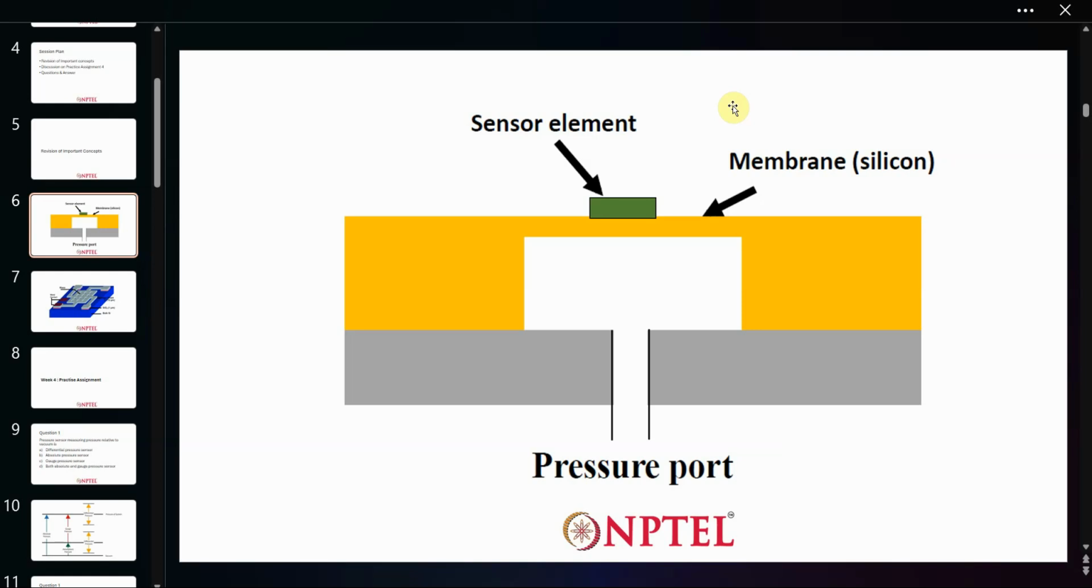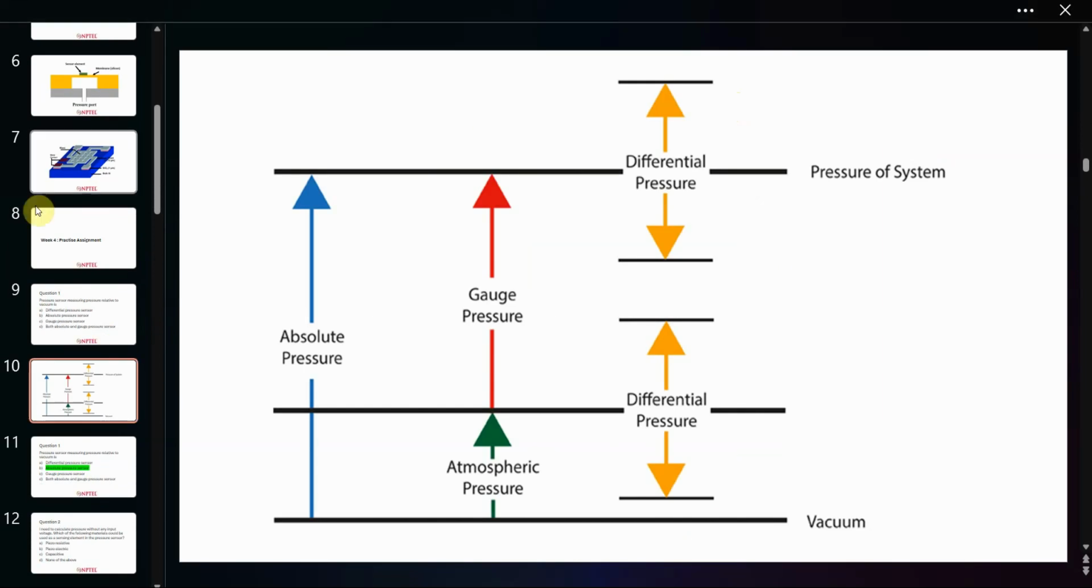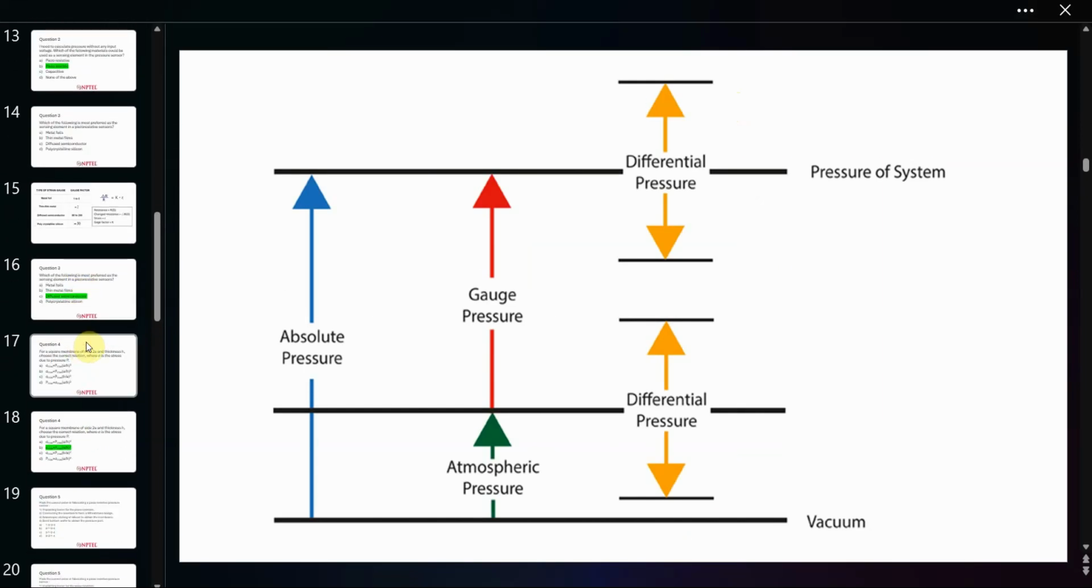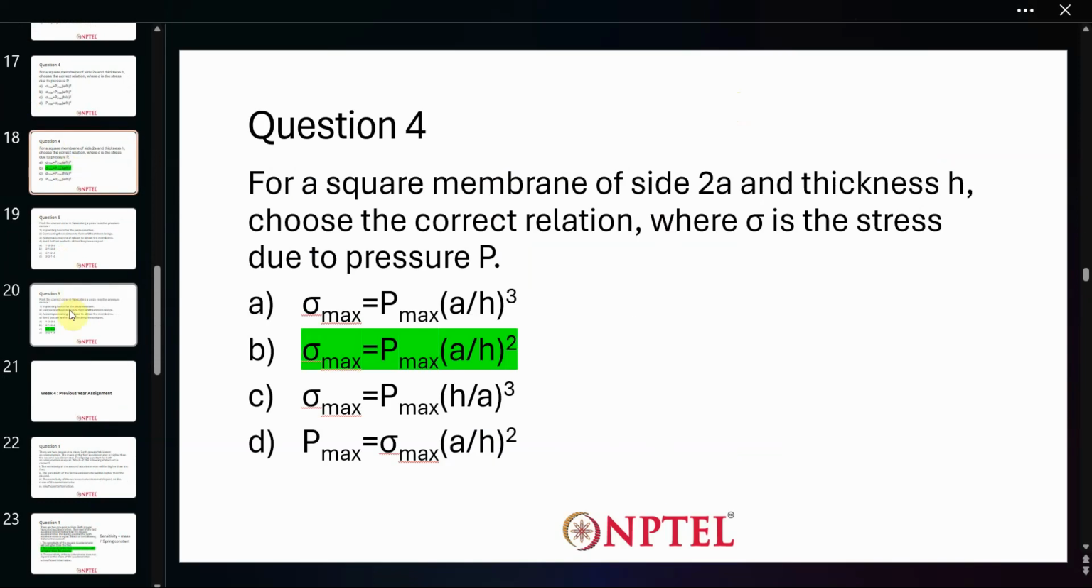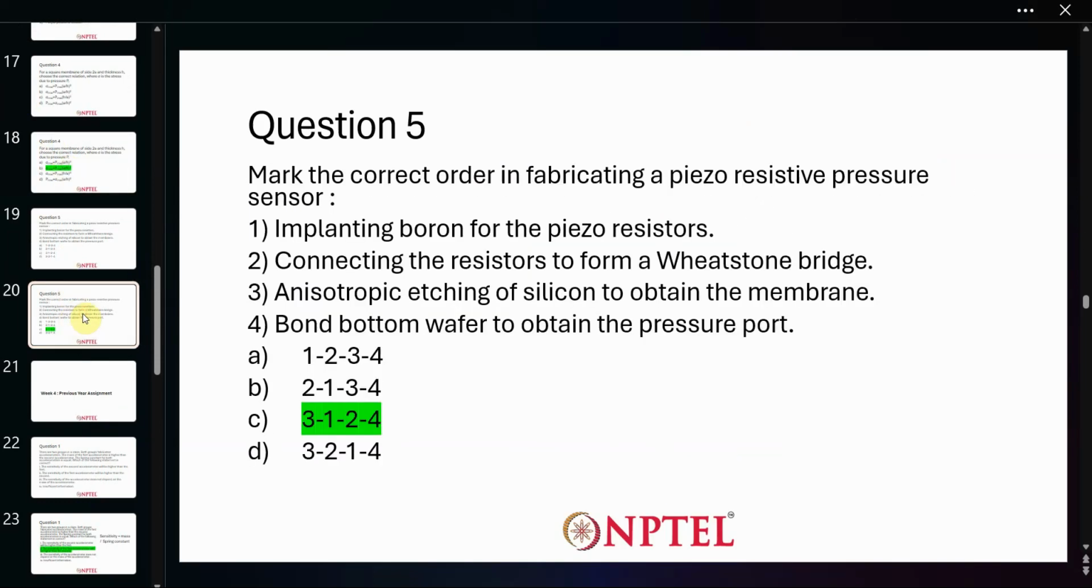So the order of steps which we need to follow is 3, 1, 2, 4. The first step will do the anisotropic etching, the second will make the piezoresistor, the third will connect the Wheatstone bridge, and then the fourth will bond the bottom plate to obtain the pressure port.